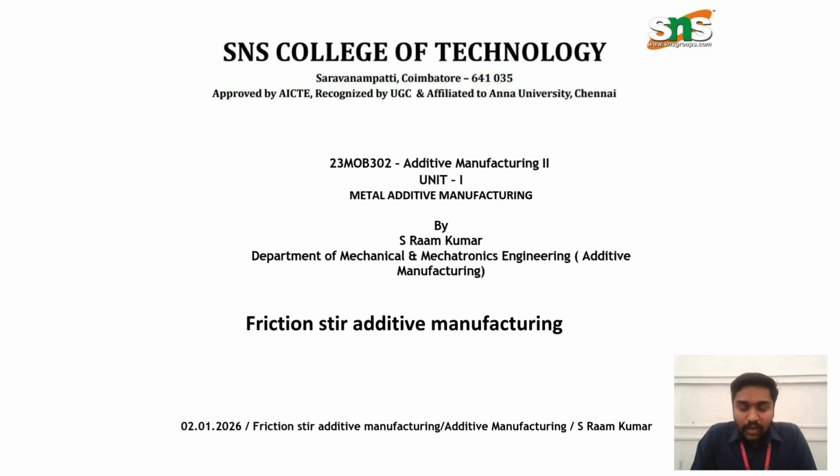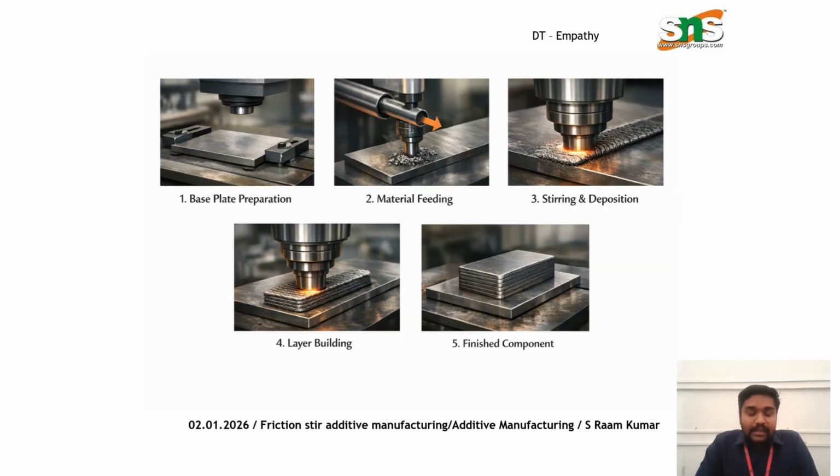The advanced metal additive manufacturing processes such as selective laser sintering and selective laser melting are the upgraded versions of friction stir additive manufacturing. This is the basic process that we have discussed with the help of the DT based structure.